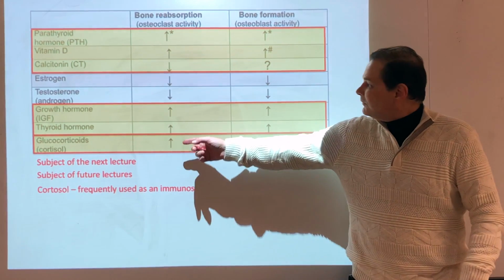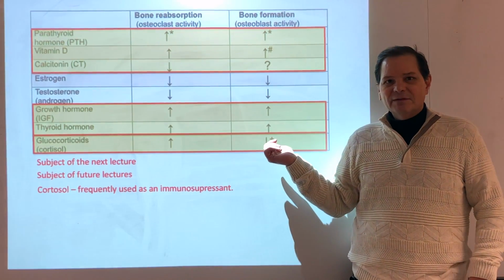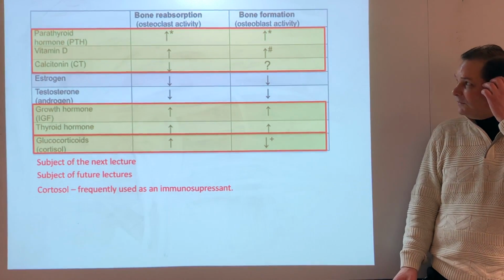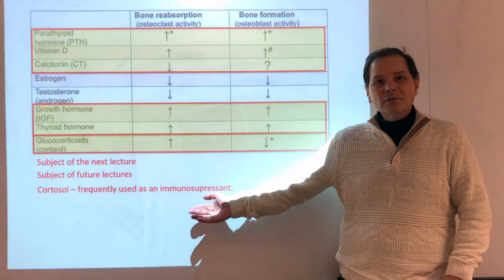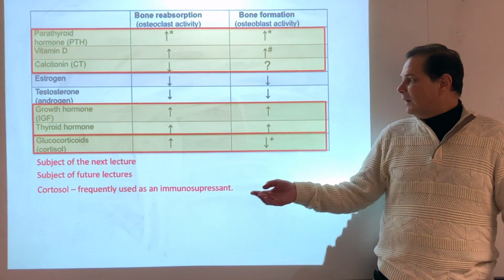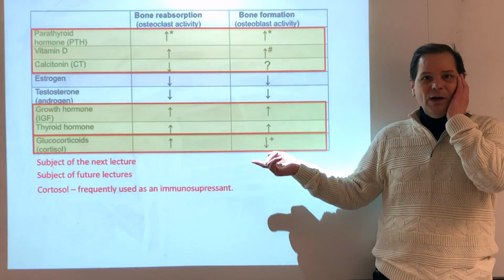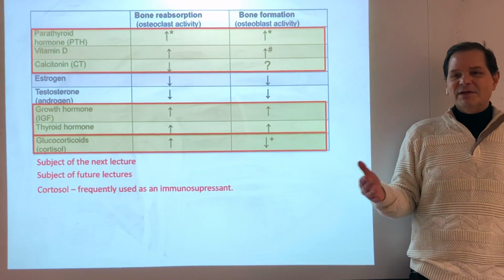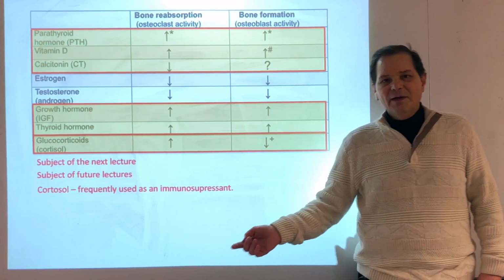Glucocorticoids increase osteoclastic activity, decrease osteoblastic activity, okay? That's important to note because if you're treating someone with cortisol, which is an immunosuppressant, or corticosteroids, they will act like this as well. And so one of the things that you'll look for if you've got a patient that you think might be having a bone problem is whether they're possibly on corticosteroids.